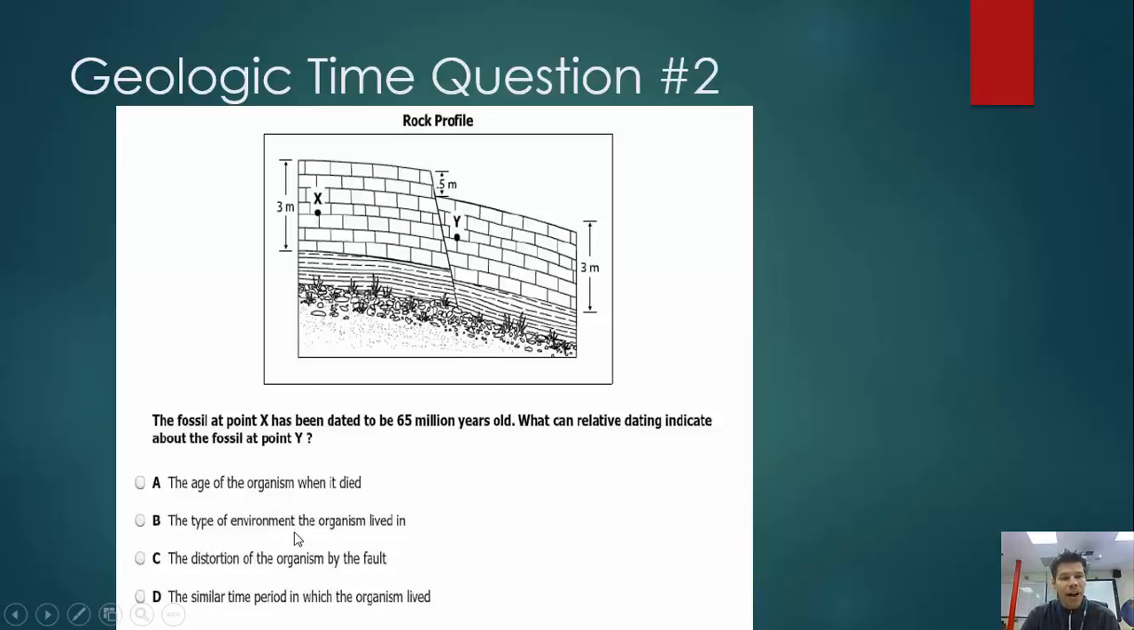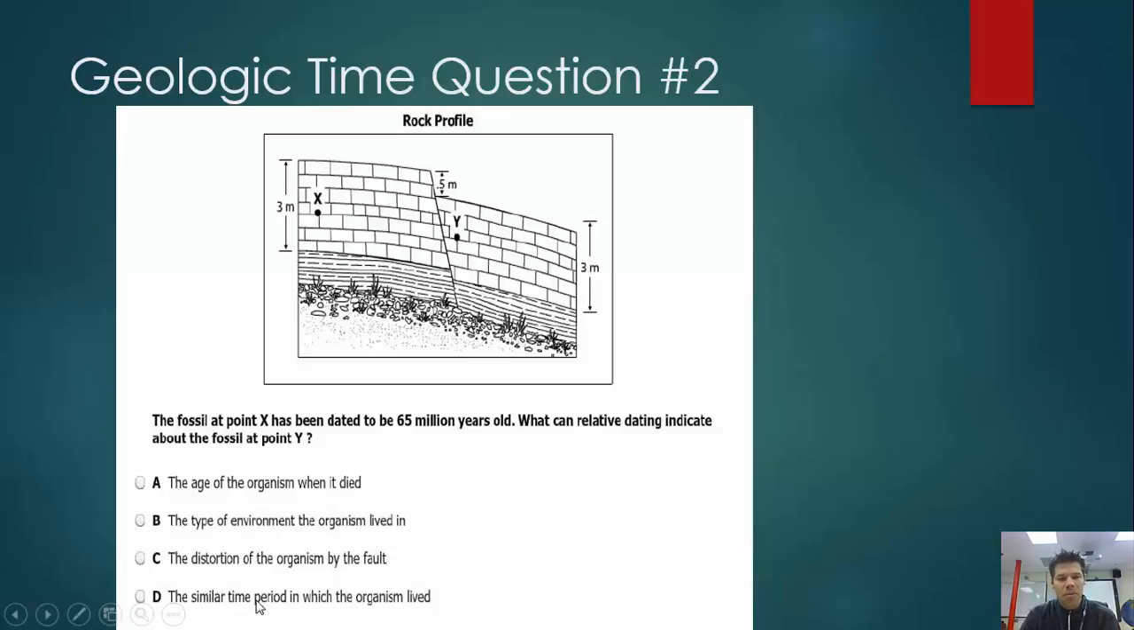Is it the type of environment the organism lived in? Well, you might be able to tell about the type of environment if you knew which type of rock this was, but it's not giving you that information, so that's not the best answer. The distortion of the organism by the fault. Here's the fault, but just knowing where they are doesn't tell you how distorted the organism was by the fault. That's kind of the silly choice.